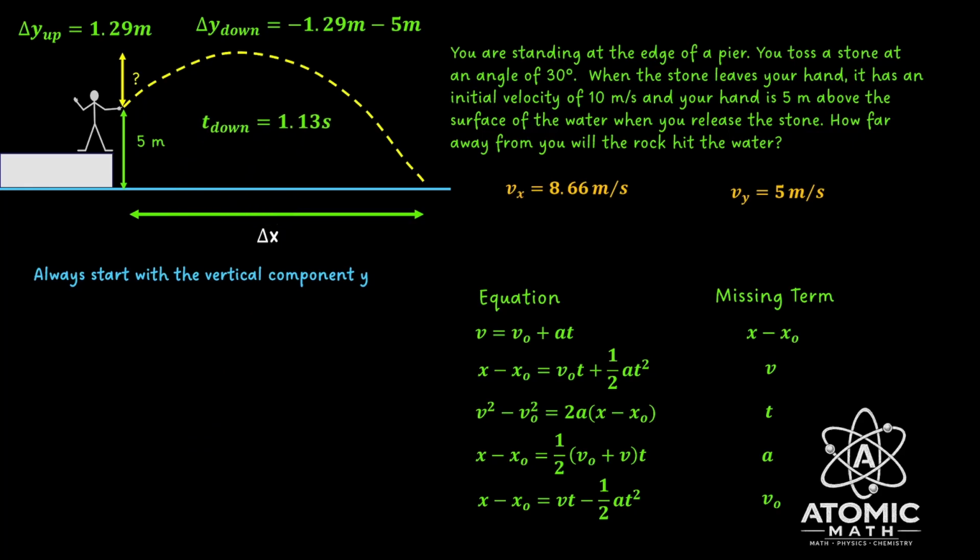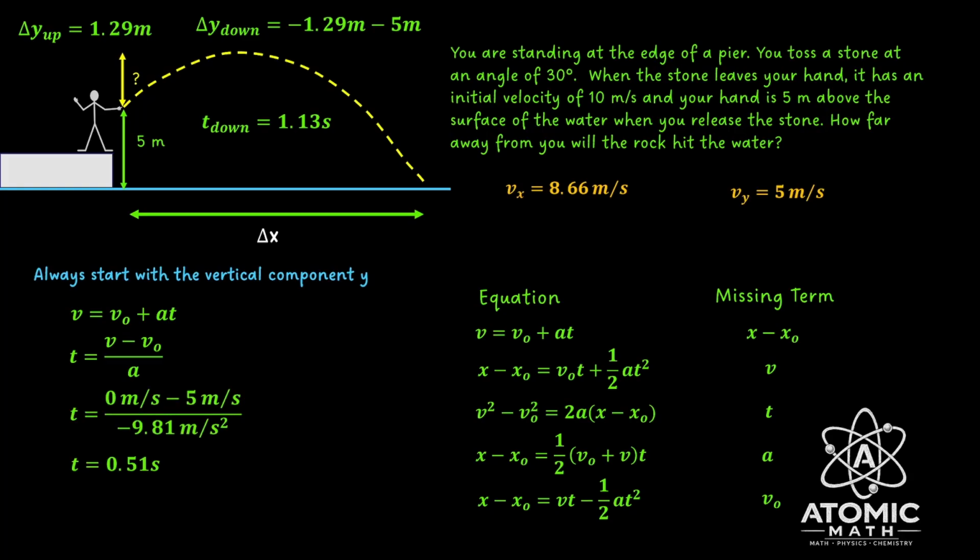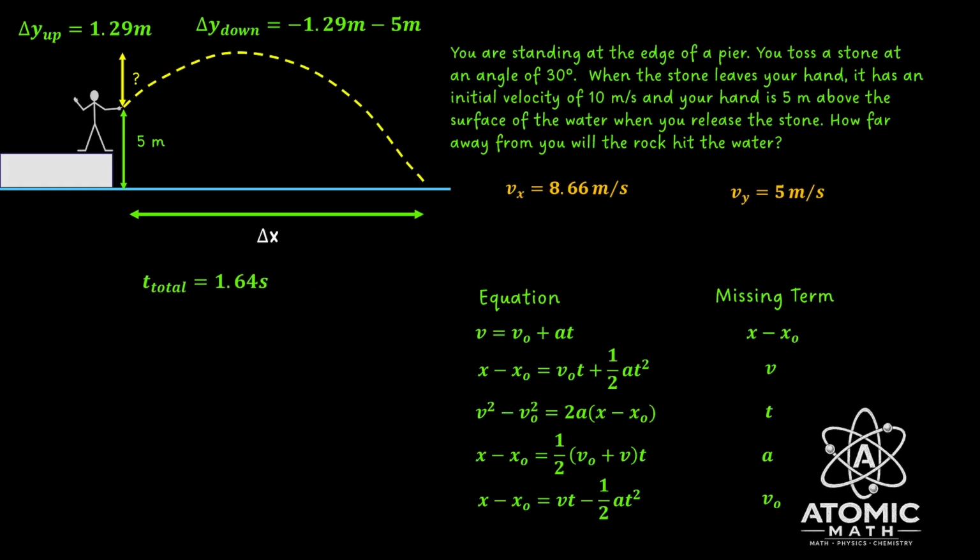So we calculated the distance up, but we didn't calculate the time yet. So we're going to use this equation here. We know that the final velocity is 0. The initial velocity is the 5 meters per second. And of course, we know gravity. So we can solve that to be 0.51 seconds. So that means our total time the rock is in the air is 1.64 seconds. So we're going to put this up here.